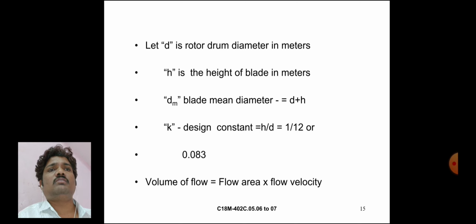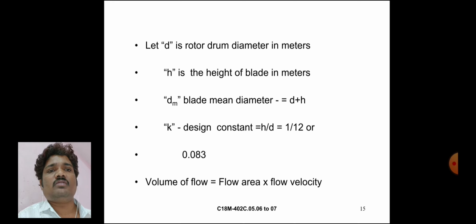Let d is rotor drum diameter in meters. h is the height of blade in meters. dm is blade mean diameter, dm equals d plus h. k is the division constant. Division constant is h by d, 1 by 12 or 0.083 value.